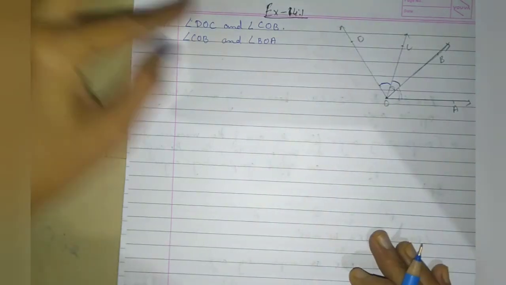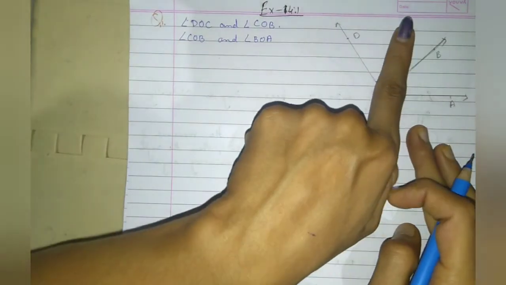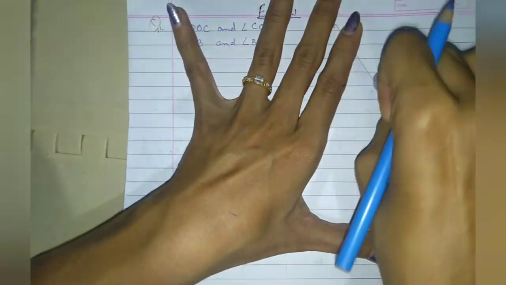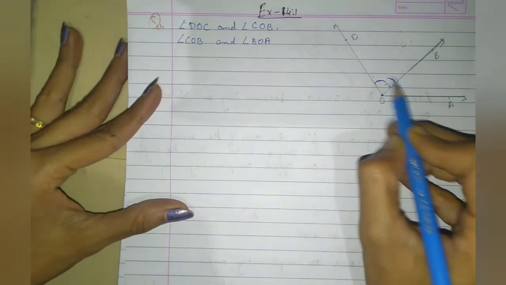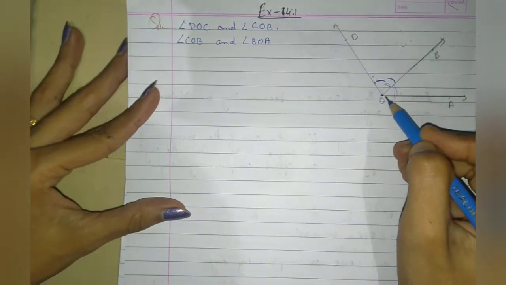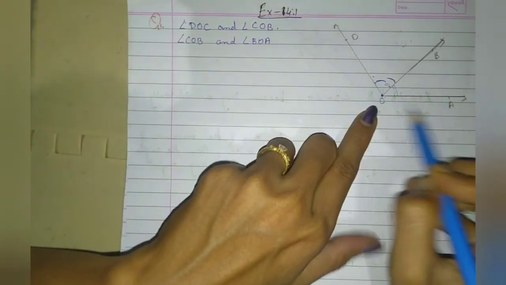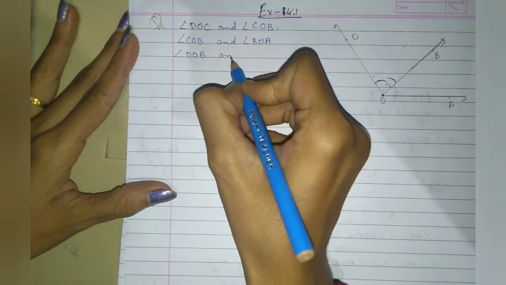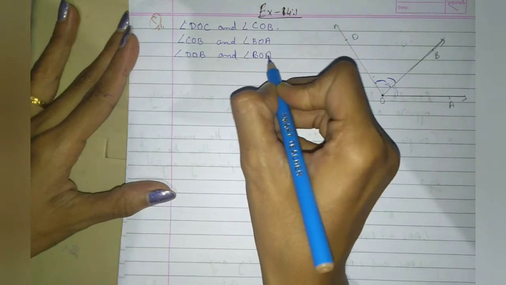Another pair we can find: in this figure, just forget the line in the middle, OC. So I am rubbing OC. Now here these two angles have one common arm, which is OB, a common vertex, which is O, and the non-common arms are OA and OD. So we can write, angle DOB and angle BOA are adjacent angles.